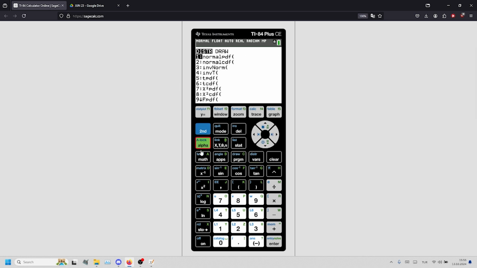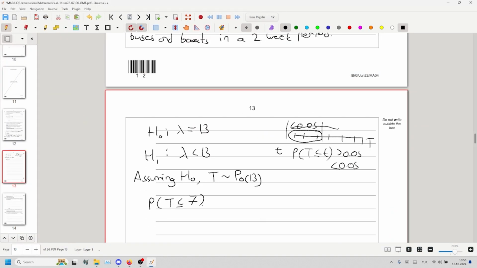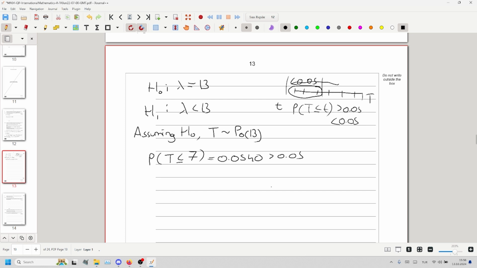That's going to be the distribution, the Poisson CDF. Our mean value was 13. X value here is 7. So let's test that. That's going to be 0.0540. And as you can see, this is indeed greater than 0.05. So the sum of the probabilities until 7 is bigger than 0.05. Hence, it lies in the acceptance region, outside the critical region. If it's in the acceptance region, then we fail to reject H0.